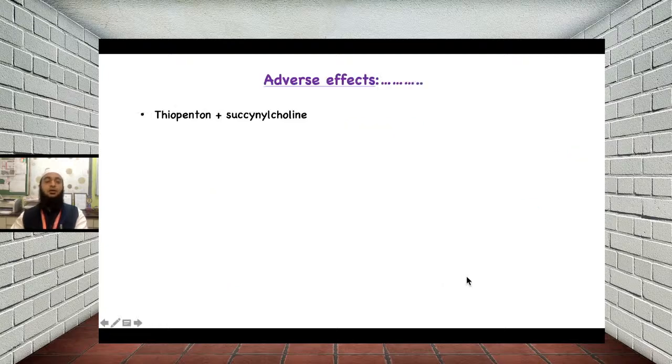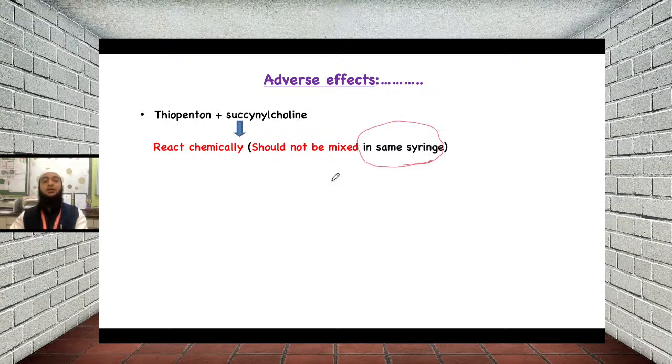Now let's see the logistics behind injection of thiopental and succinylcholine. Although you need to give the injection of succinylcholine after thiopental injection to avoid laryngospasm, do remember not to make the mistake of giving thiopental and succinylcholine in the same syringe. Why should it not be given in the same syringe? Because both of them react chemically. So first you give the injection of thiopental, and then after some time you can give the injection of succinylcholine to avoid laryngospasm.